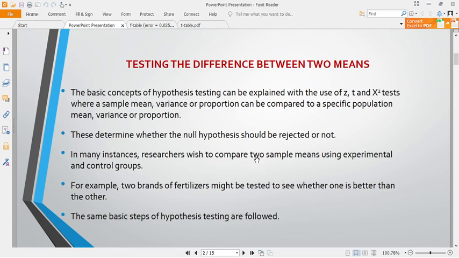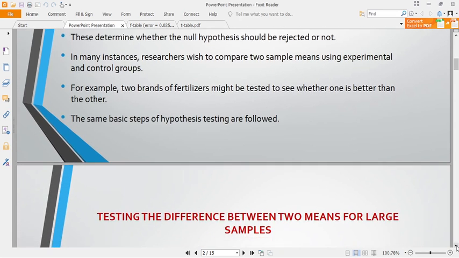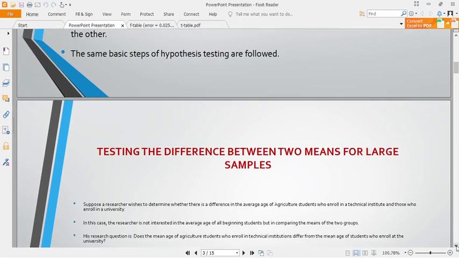But then there are cases where we need to compare two sample means, not comparing a sample mean to a population mean. Our interest, or the researchers' interest, could be to compare two sample means using different experiment and control groups. For example, if you're interested in comparing two brands of fertilizers, to see which one is better than the other, or whether there is a difference in their mean efficiency. So we follow the basic steps of hypothesis testing.